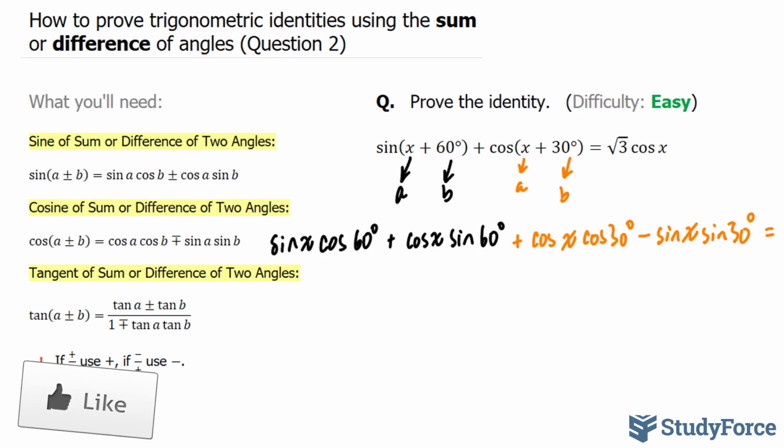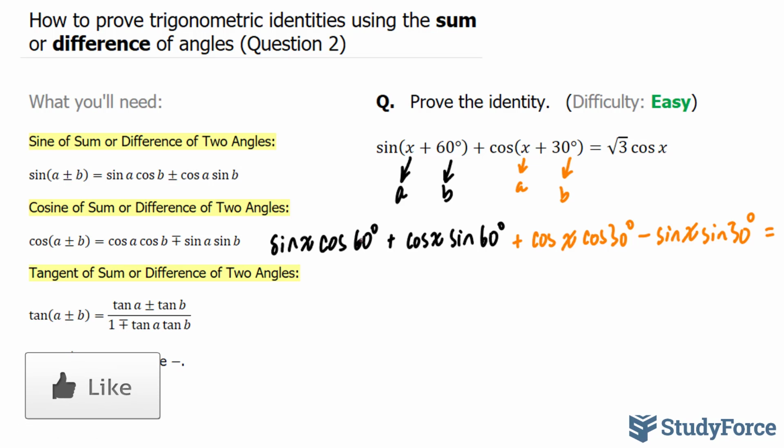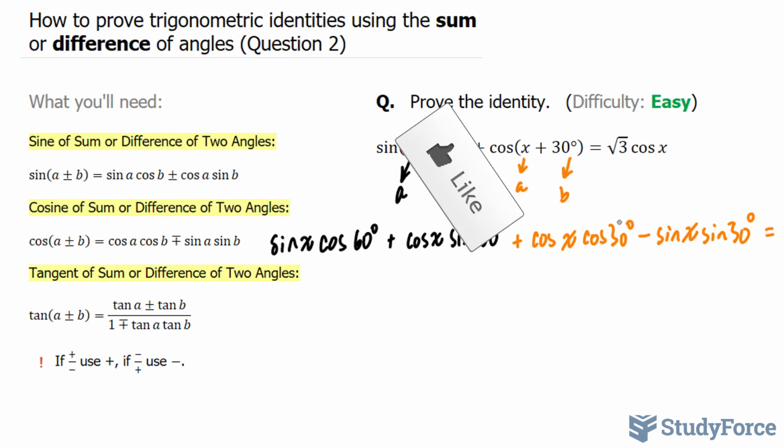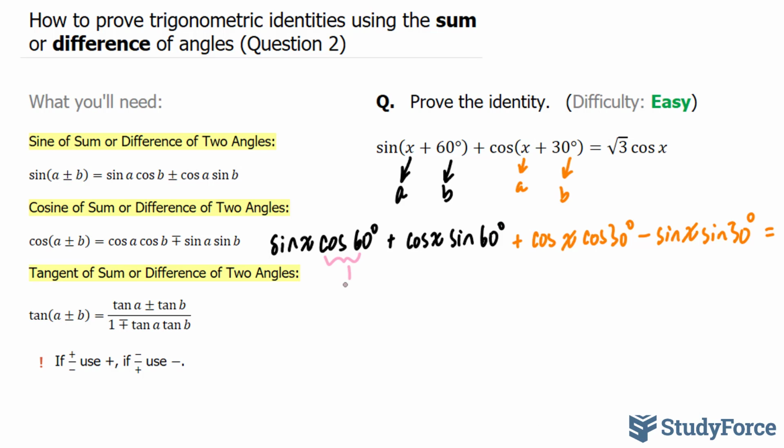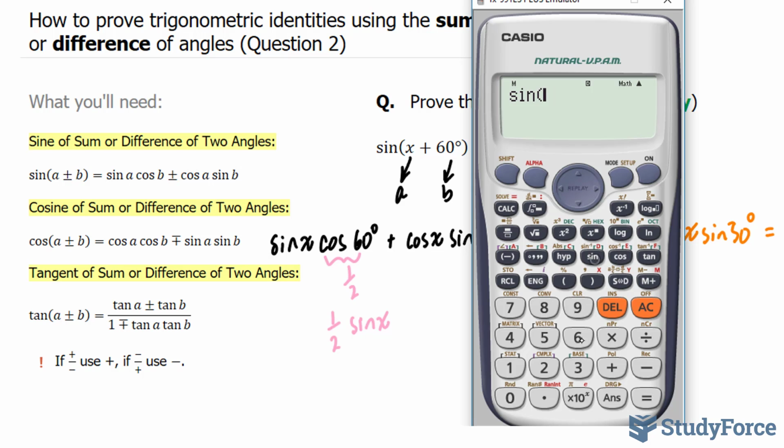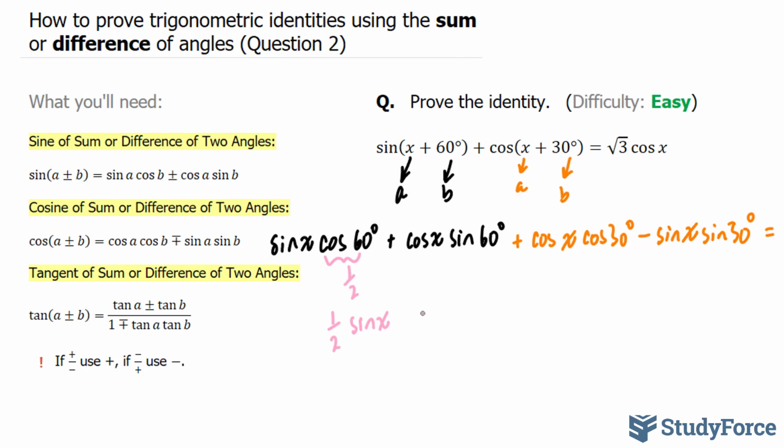The next thing that I want to do is find out what cosine 60 is, sine 60, cosine 30, and sine 30. That might help us reduce this expression. So cosine at 60 is equal to half. So this is equal to half. Therefore, we have 1 over 2 sine x. That's what this term reduces to. Sine at 60, we have the square root of 3 over 2. So plus the square root of 3 over 2 cosine x.